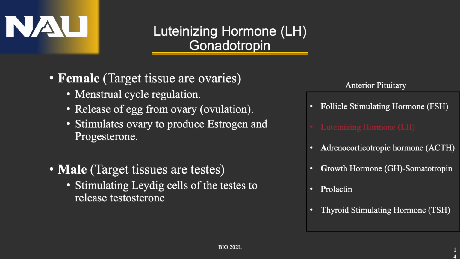In men, luteinizing hormone is responsible for stimulating the Leydig cells in the testes to produce testosterone. This hormone is vital for the development of male secondary sexual characteristics.